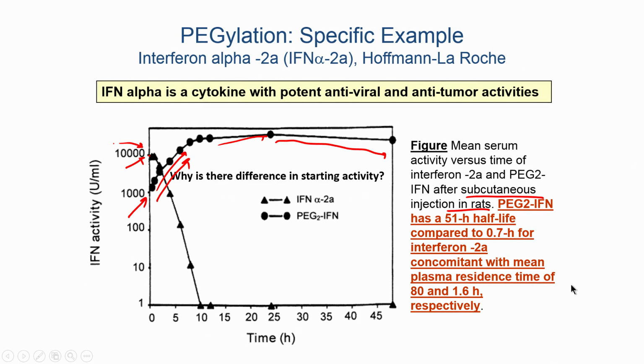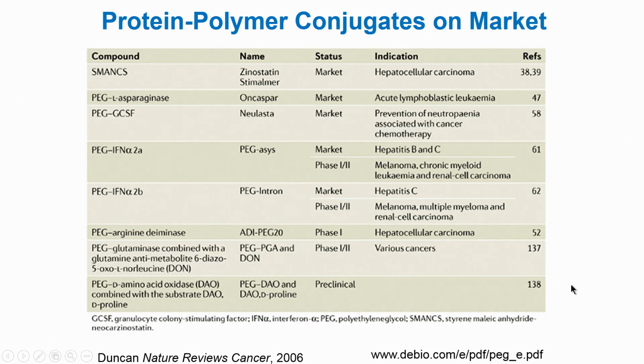So, we already talked about why there is a different starting activity. Some of the protein polymer conjugates are on the market and already being used in humans. This PEG-IFN alpha we just talked about, but there are several others being used for different applications. All of these are either in the market or under clinical trials, phase 1, phase 2. So this has been a very successful strategy.